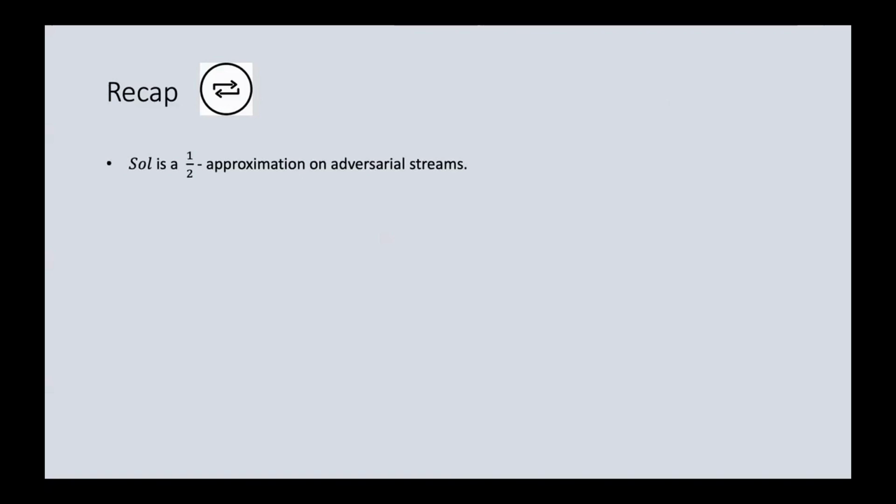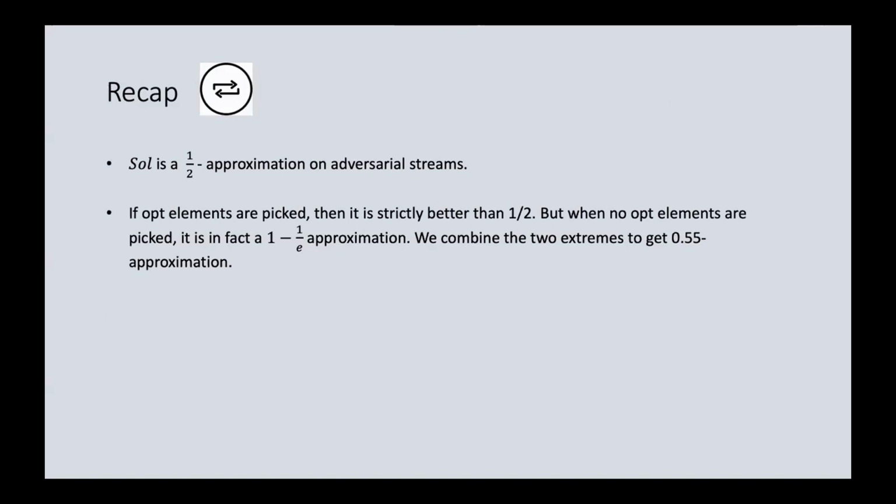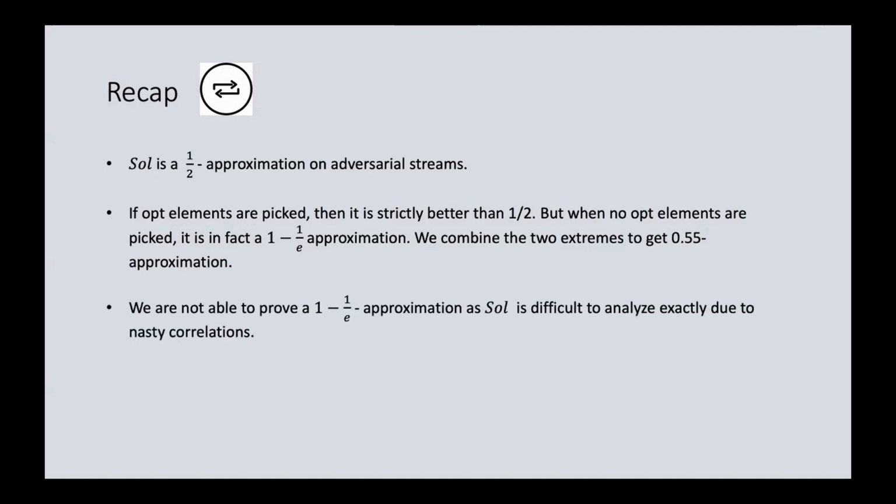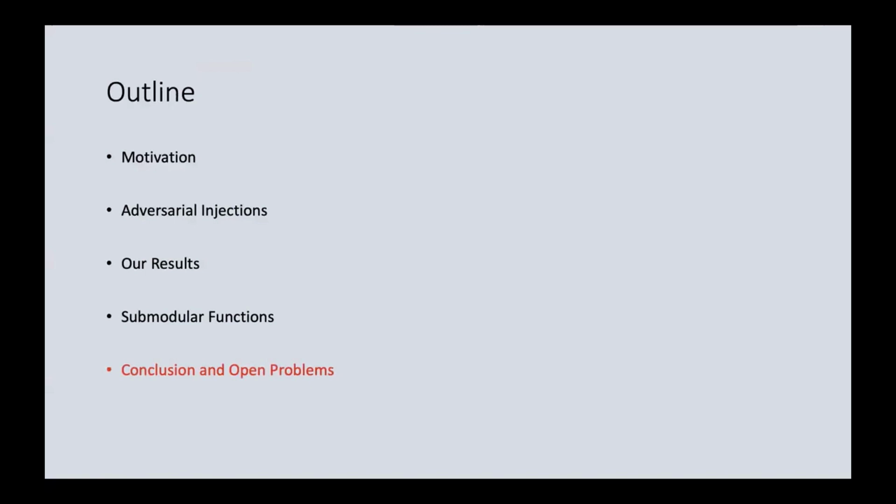So we saw that sol was a half approximation on adversarial streams. If opt elements were picked, then sol was strictly better than half. But when no opt elements were picked, it was in fact a 1 minus 1 by e approximation. We combined these two extremes in a natural way to get a 0.55 approximation. But we weren't able to prove a 1 minus 1 by e approximation, as sol is difficult to analyze exactly due to these nasty correlations.